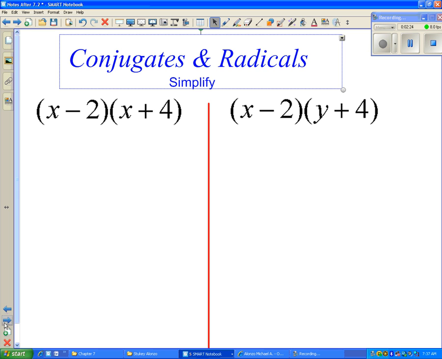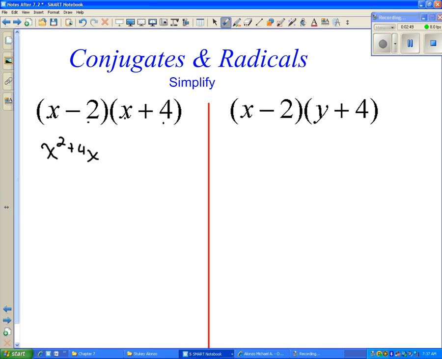Conjugates and radicals, simplifying. The first part of this is just simply multiplying. How do I FOIL this out? Again, if you remember how to do this, you can watch, but if you need to do some work, do some work. X times x is x squared. That's my first. My outer, x times 4 is 4x. Inner, negative 2 times x is negative 2x. Last, negative 2 times 4 is negative 8. Combine like terms: x squared plus 2x minus 8.